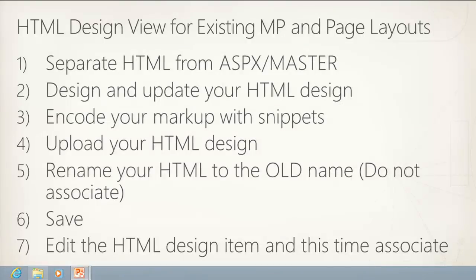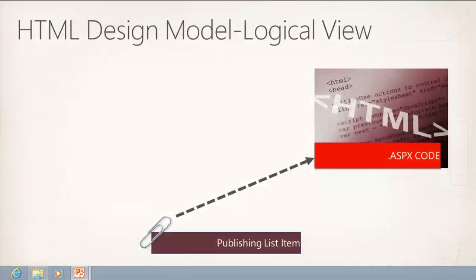You're going to upload your HTML design, and then you're going to do some checkbox magic. You're going to rename your old HTML to the old name, and you're going to check a box that I'm going to show you in a second to not associate. And I'll talk to you a little bit about what that association does. You're going to save, and then you're going to do it one more time, and this time you're going to check the box. What it's going to do is generate the page layout with the same name. That then updates the page layouts for all the other sites. That seemed like a lot of steps. What does that look like?